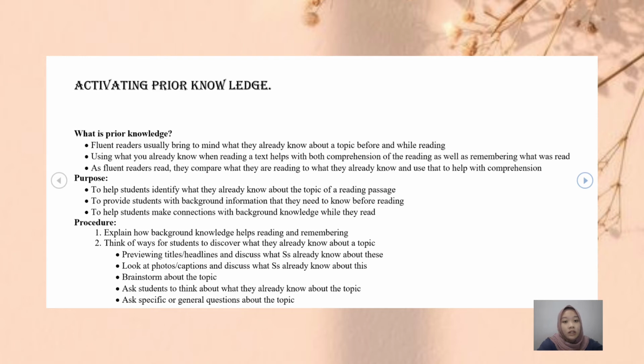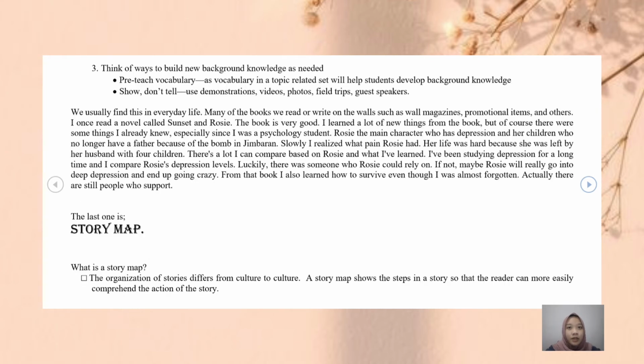Previewing titles or headlines and discuss what students already know about this. Next, look at photos or captions and discuss what students already know about this. Brainstorm about the topic. And 4. Ask students to think about what they already know about the topic and a specific or general question about the topic.